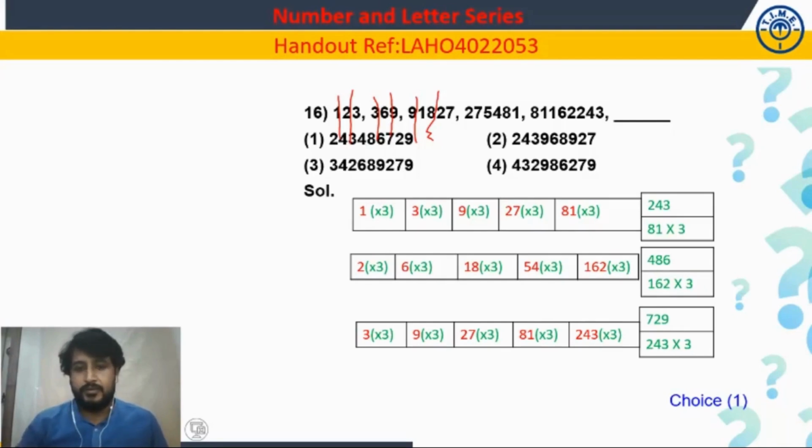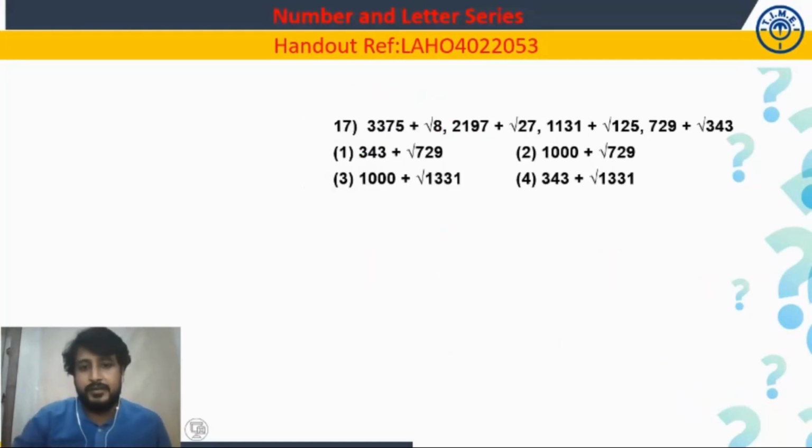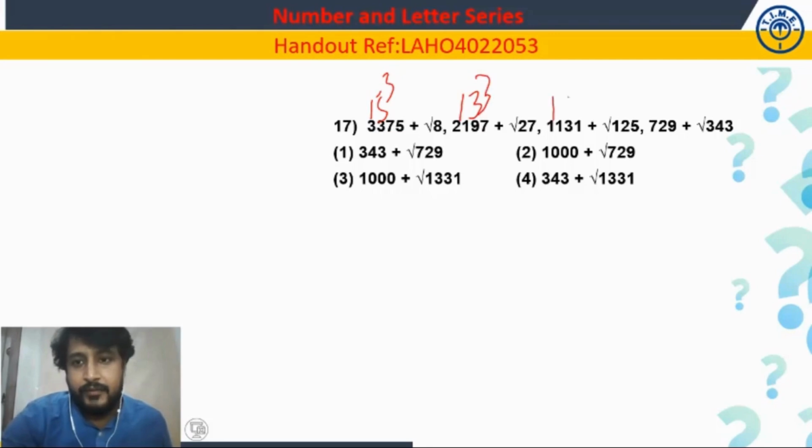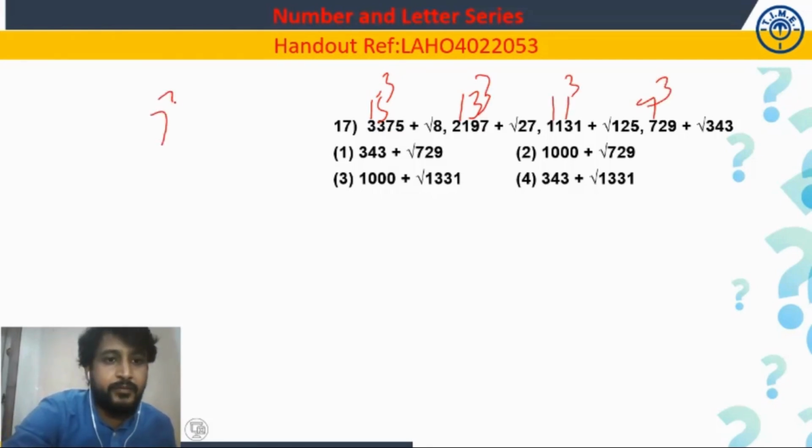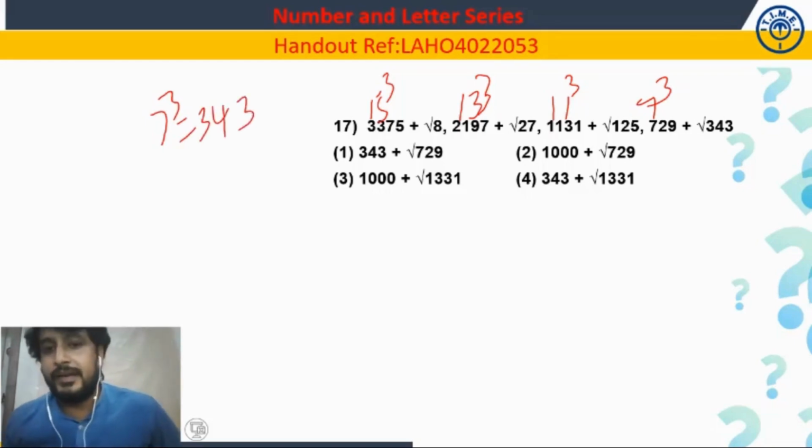Okay. Now let's move to question number 70. Completed, right? Now what are the given numbers? 3375, 2197, 1331, 729. What are these numbers? Can you recognize these numbers? 15 cube, 13 cube, 11 cube, and 729 is 9 cube. In the decreasing order, it will be 7 cube, which is 343. Okay. Consecutive odd numbers in decreasing order.